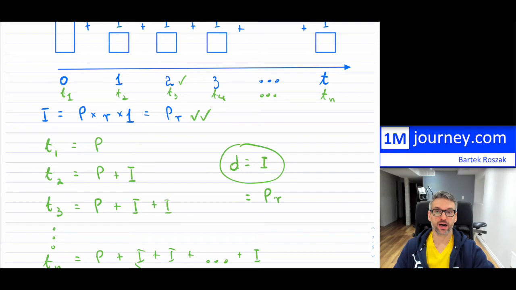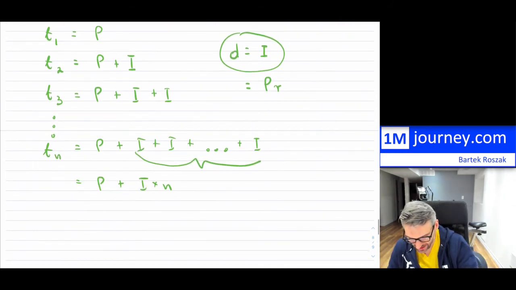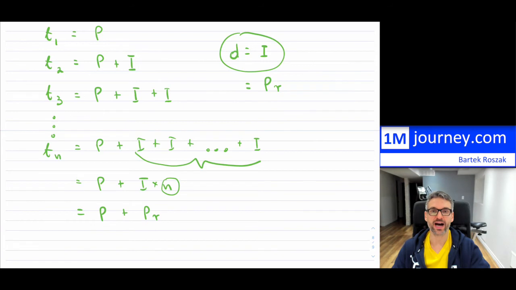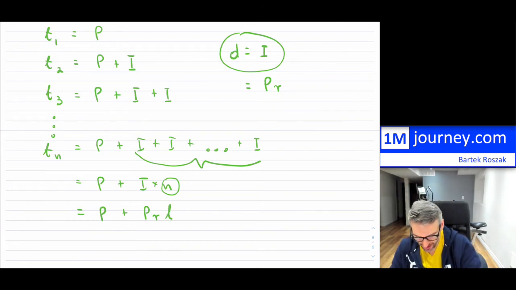And now, how many times did you do this? Well, you did it n times, as you were invested for T number of years, or you were borrowing for that long. So this entire thing really is just P plus. Now my I is PR, and this N, which is the number of terms that you had, is just the number of years you were invested, which is your T.